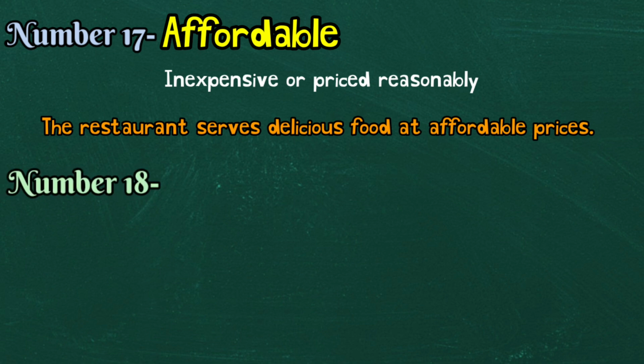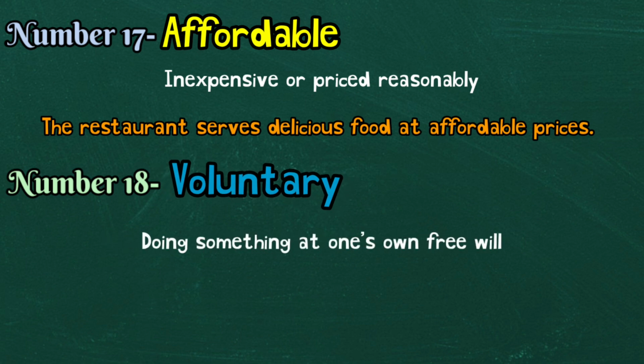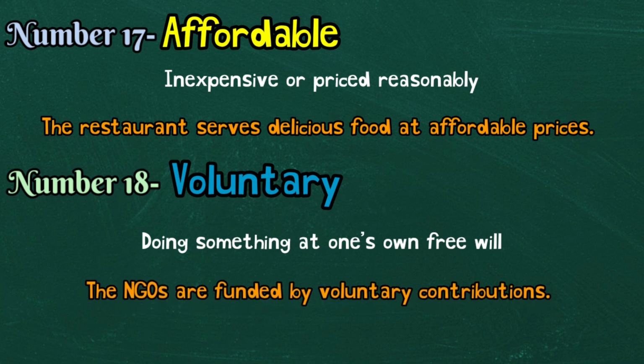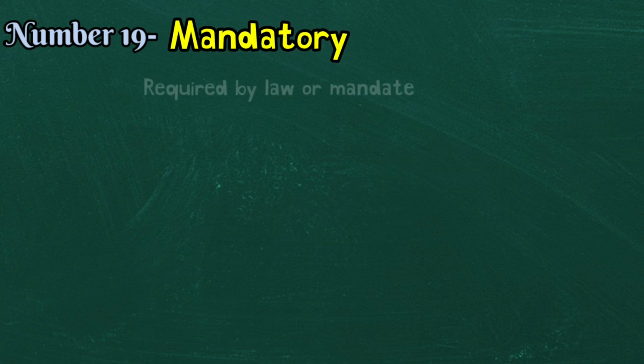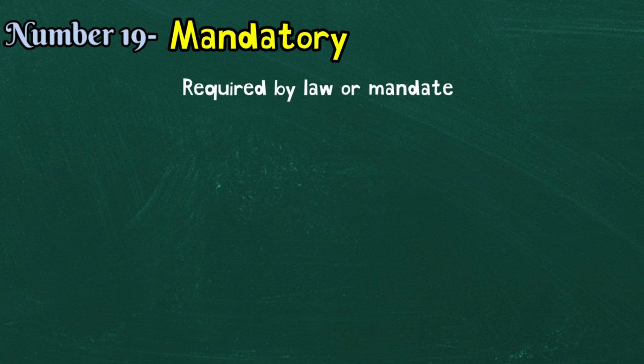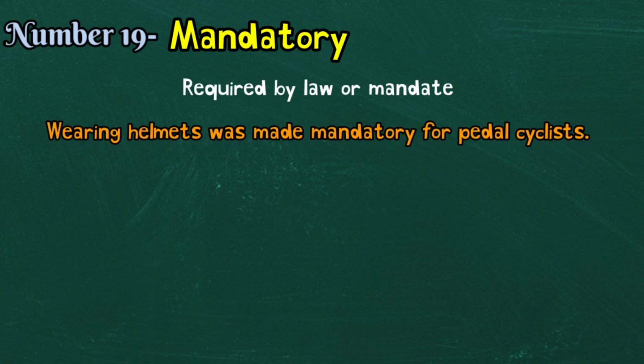Number 18. Voluntary. Doing something at one's own free will. Like, the NGOs are funded by voluntary contributions. Number 19. Mandatory. Required by law or mandate. For instance, wearing helmets was made mandatory for pedal cyclists.